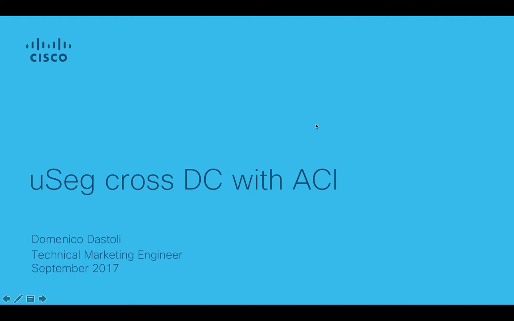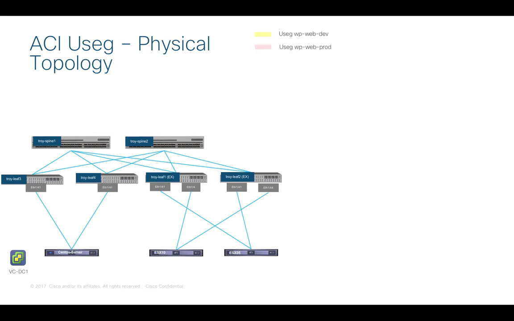ACI is capable of performing seamless cross-data center microsegmentation based on VM attributes such as VM name, data center name, VM tags, and obviously network attributes like IP address and MAC address. This slide demonstration will show you how that is performed. The setup will look like the following.